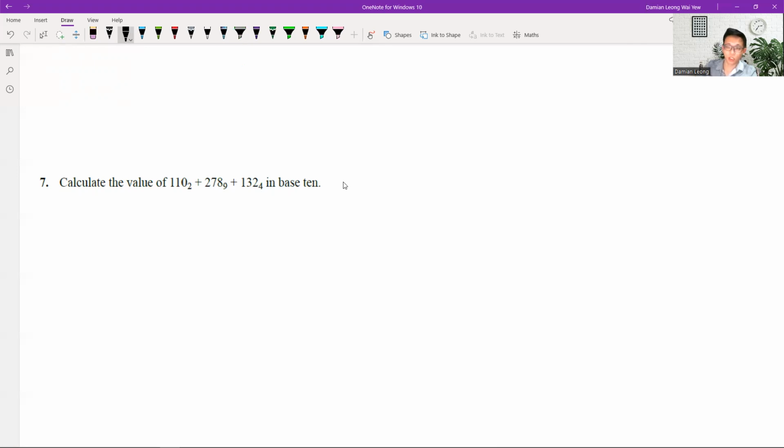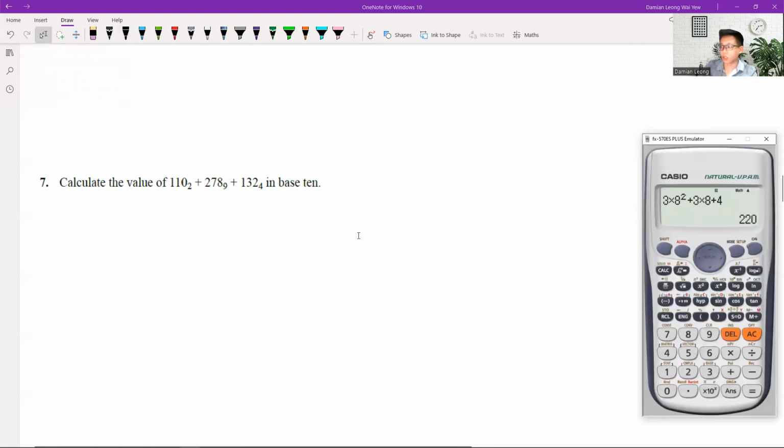Also, let me just teach you another thing, which is the calculator has base 2, base 8, and base 10. It also has what we call base 16, which is called the hexadecimal. So you see this, DEC means decimal. Decimal is your base 10. HEX is hexadecimal, which is base 16, but don't worry about that. You will never use it in your syllabus. Even if you go to A levels, you will not be using that.